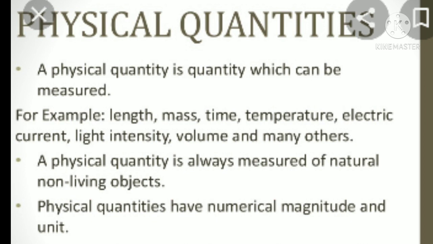Have you got it, students? What do you mean by physical quantity? It's a quantity which can be measured. What are the examples? Length, mass, time, temperature, volume, density, etc. All these are called physical quantities. What are the two important characteristics of these physical quantities? A physical quantity is always measured of natural non-living objects, and it has numerical magnitude and a unit. Magnitude means a certain value, and it has some unit also.